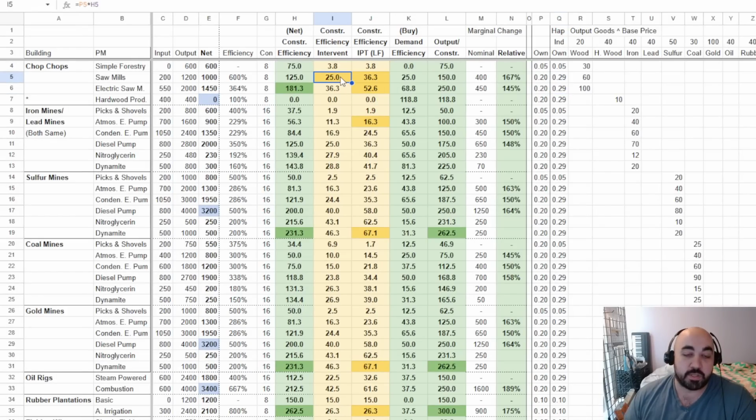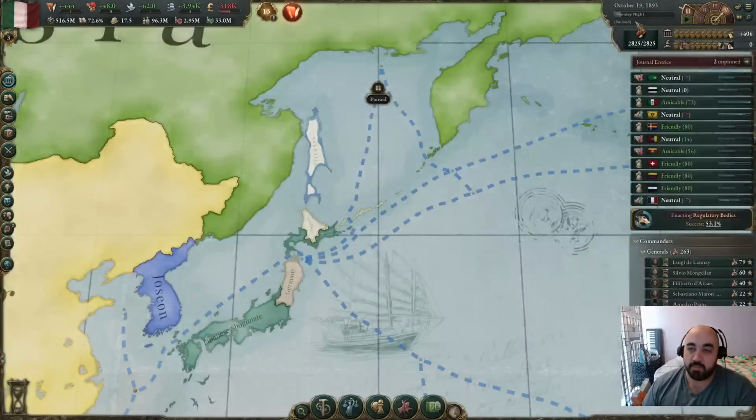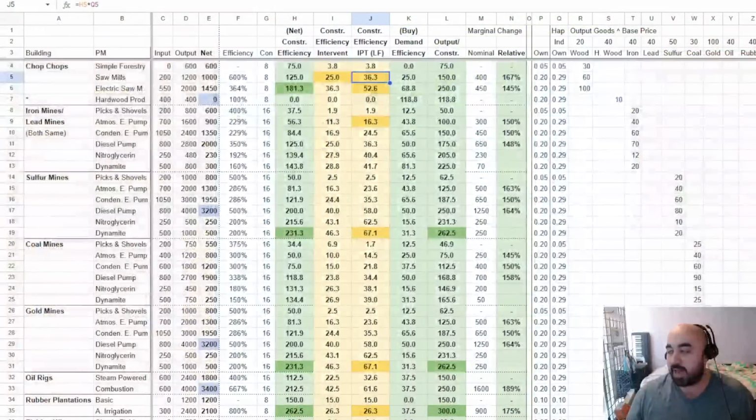So you'll notice the difference between interventionalism and laissez-faire happy capitalist. It's quite large in terms of increasing your investment pool contribution, which in the early to mid game is extremely powerful. It will eventually fall off. We could jump back into the game and talk about why. It's going to fall off later on in the game because you will have a malus that applies as your economy gets larger. You will have all investments modified by a larger and larger number as your GDP grows. And so this number will become less important as time goes on. As time goes on, you will care more about the net and less about the net as it is modified by investment pool contribution efficiency.